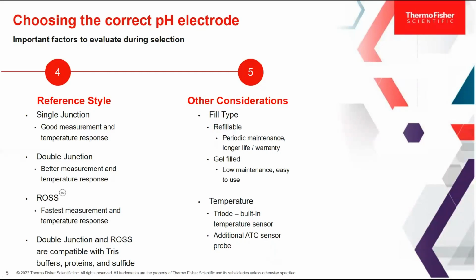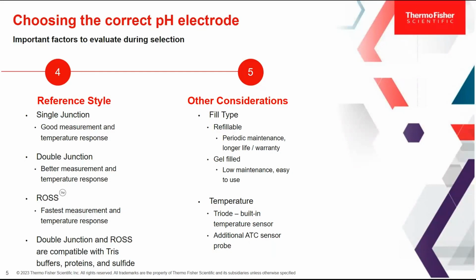And lastly, temperature. Temperature is a variable in pH measurement, and changes in temperature will change pH values. An automatic temperature compensation sensor can be used with the pH measurement, or a pH electrode can be a triode, where the temperature sensor is actually built into the electrode body. This can be an advantage when factors such as sample size are limited.